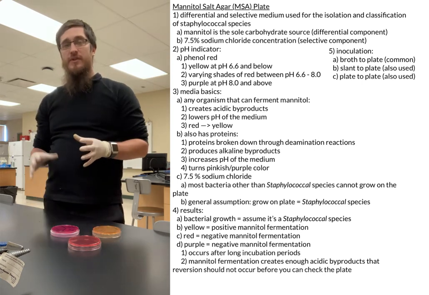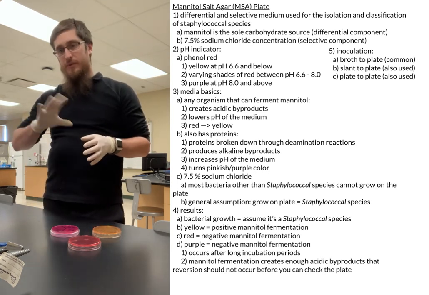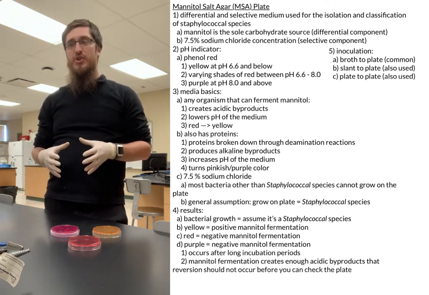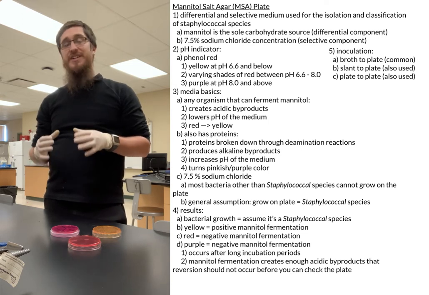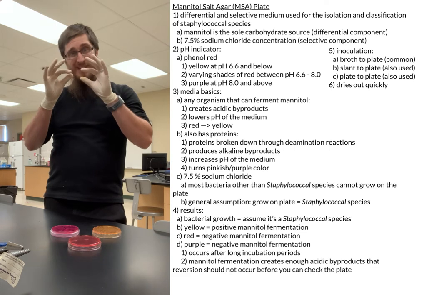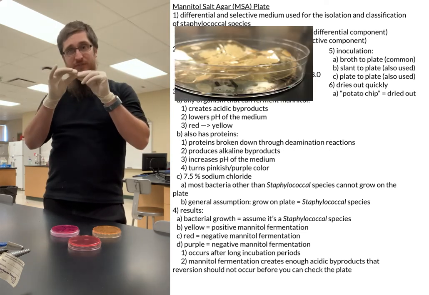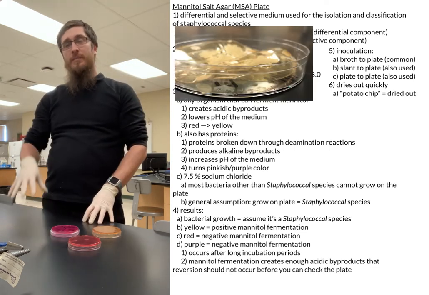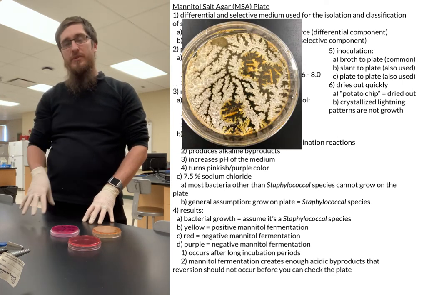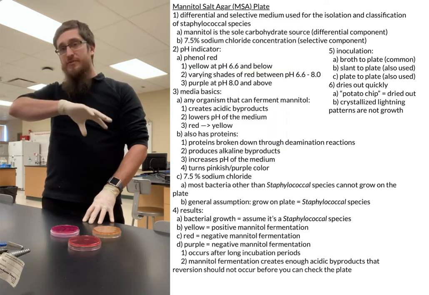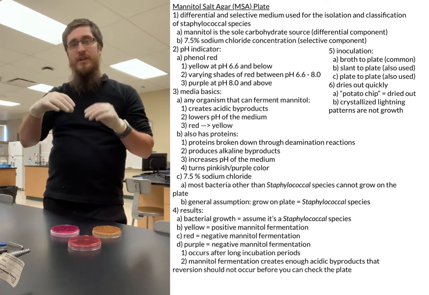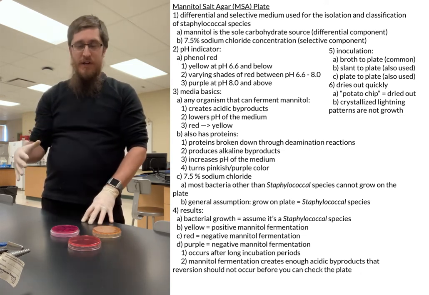Now, the last thing we do have to talk about with the MSA plate, which is just a little bit more of a side note, is that since it does have such a high concentration of salt in it, it can dry out very quickly. So sometimes it turns into kind of like a little potato chip is what it looks like. The media gets really, really thin, or it might start crystallizing and you get almost this sort of lightning pattern of crystals on top of the plate. Those patterns are not growth. So if you see this very scaly or dry looking plate, it's just that it has dried out.